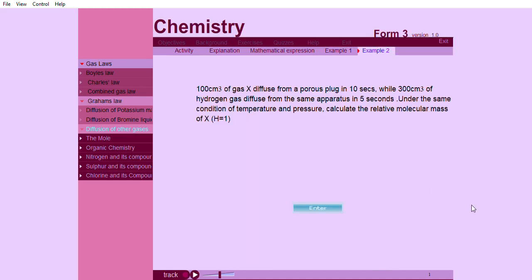100 cubic centimeters of gas X diffuse from a porous plug in 10 seconds, while 300 cubic centimeters of hydrogen gas diffuse from the same apparatus in 5 seconds. Under the same conditions of temperature and pressure, calculate the relative molecular mass of X. H equals 1.